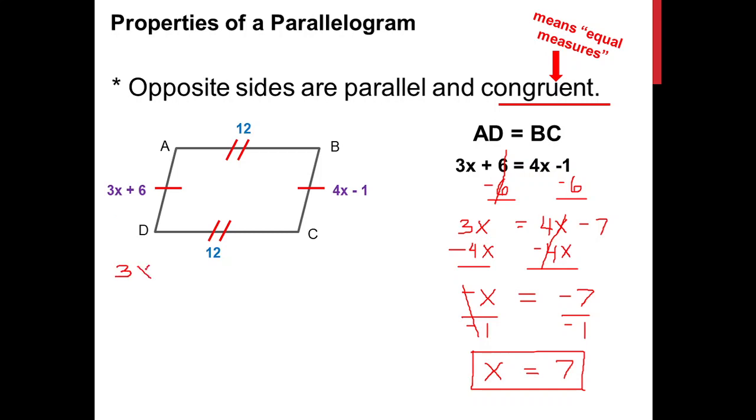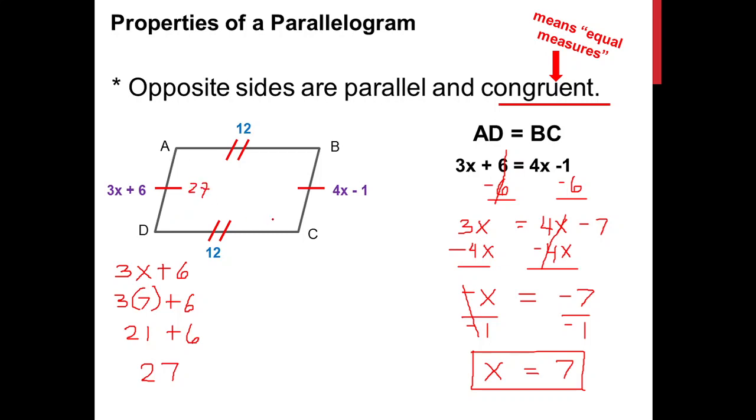3x plus 6. My value of x is equal to 7, plus 6. 3 times 7, that is 21, plus 6. 21 plus 6 is equal to 27. So this is my value of AD, that is 27.